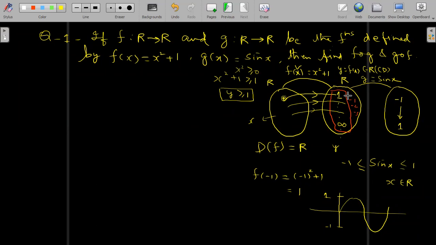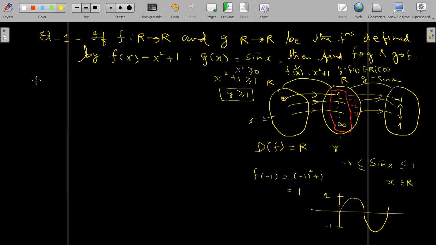So that means every element, even -1, will also give some value here, which will be any value between -1 and 1. All will give a value. So this will also be mapped. So this proves that the range of f is a subset of the codomain of g.